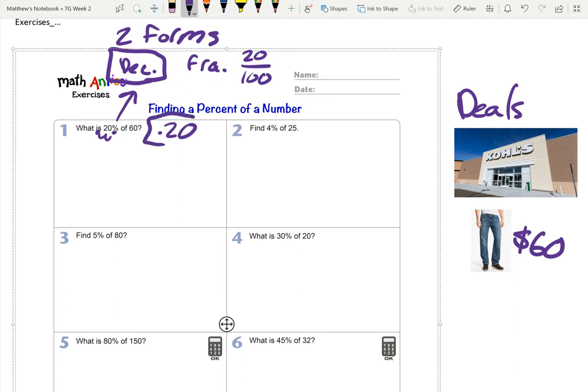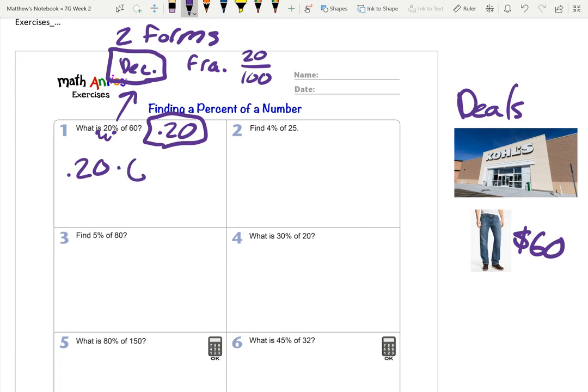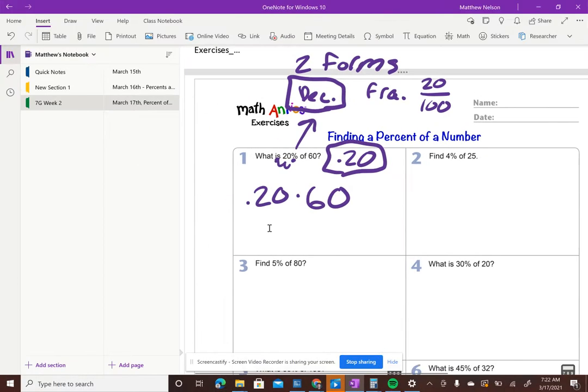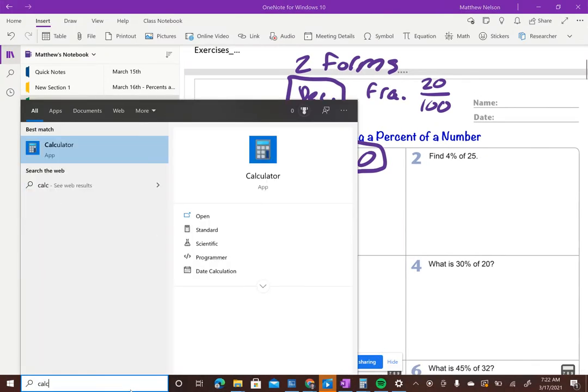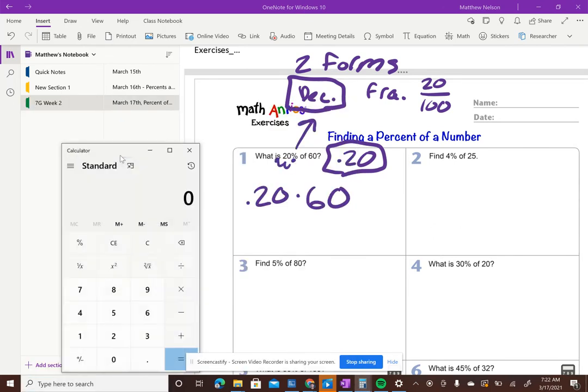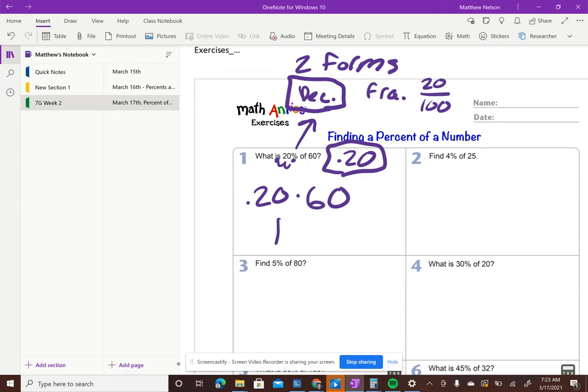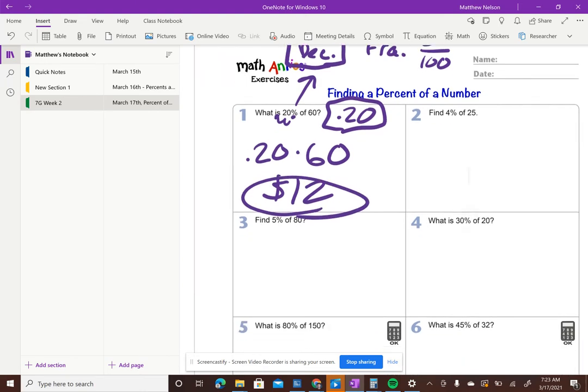And so I'm going to take my decimal form of 0.20, and I'm simply just going to multiply it by 60. All right, so now I'm going to go ahead, grab my calculator here, and you can do this one with me here. We're going to do 0.2 or 0.20 multiplied by 60. That gives us 12. So we know that we'd be saving $12 on this purchase. So what is 20% of 60? $12.